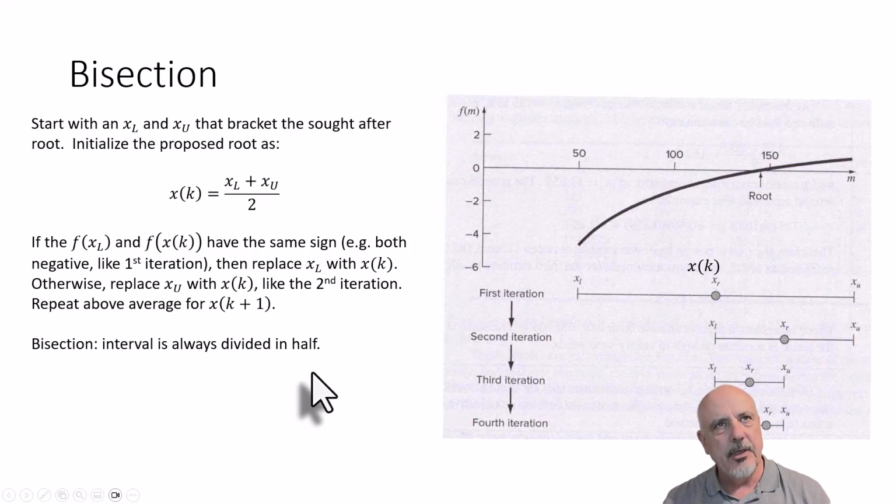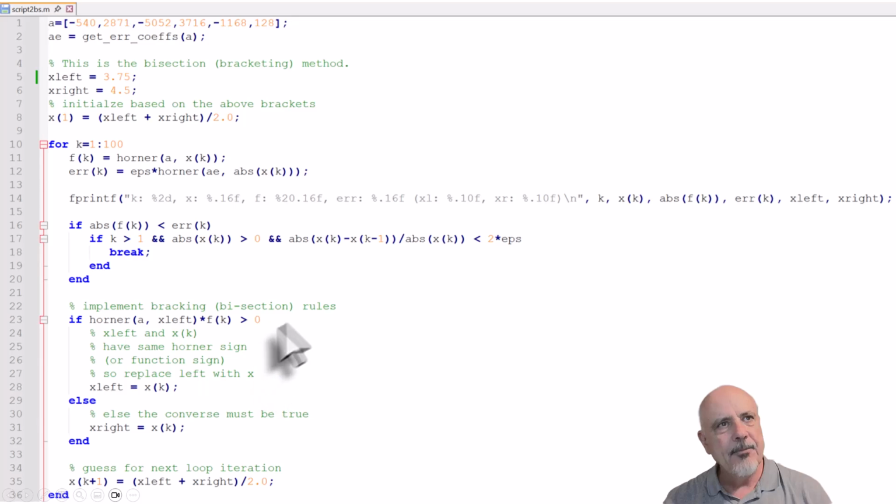Okay, so let's see if we can figure out how to code that. Here's my script 2 BS. It's in my day 7 folder. This is kind of the same, except I'm going to bracket the root of 4 that I know about. I'm going to bracket it between 3.75 and 4.5, and that's going to give me my first point as the average of those two.